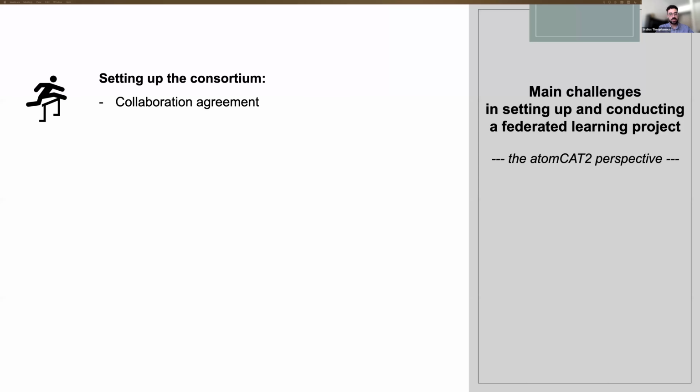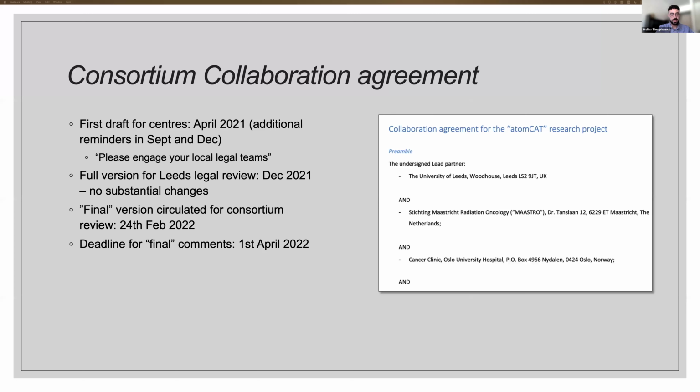So one of the biggest challenges in atomCAT 2 was actually setting up and getting the collaboration agreement reviewed and signed by all centers, which actually took more than a year to complete. Initially, we used the collaboration agreement from another federated learning project called ARGOS that Andre showed before. And we used that as a template because it had already undergone multiple rounds of review by multiple international centers, including some centers that were participating in atomCAT 2 as well. But unfortunately, this did not make our life much easier.